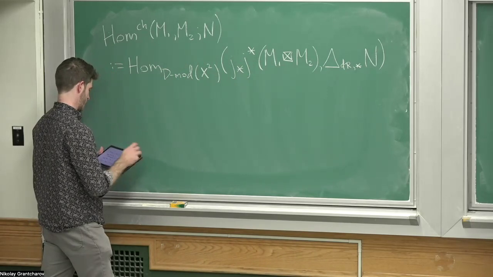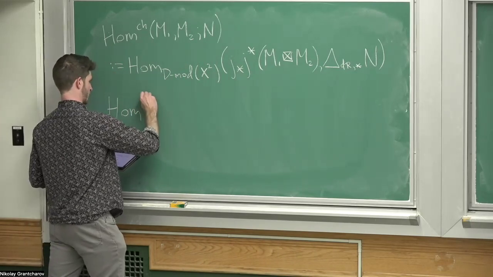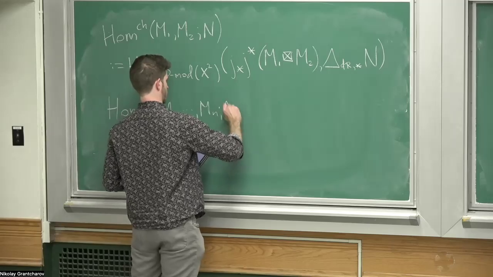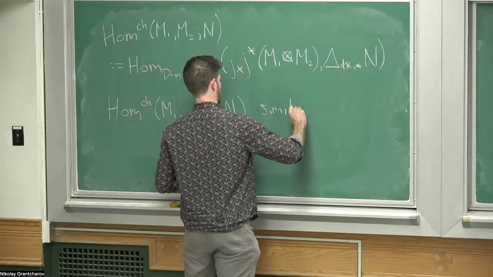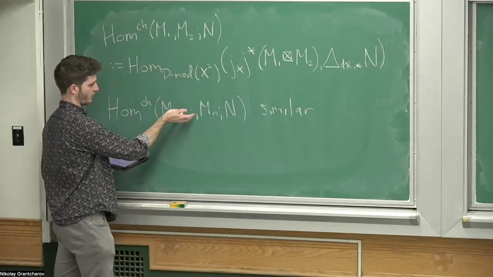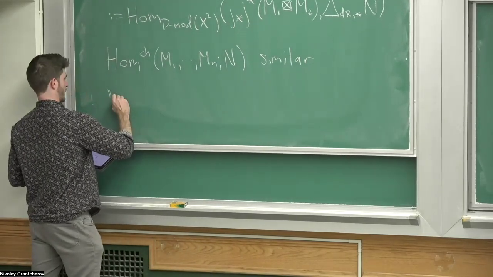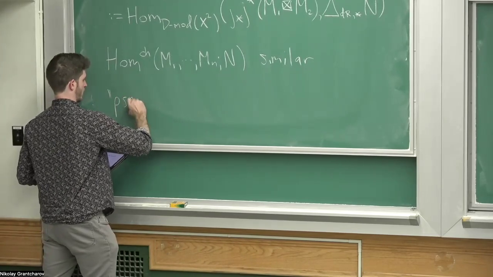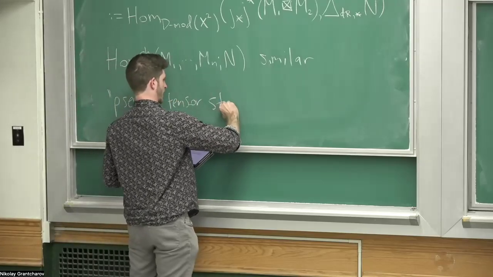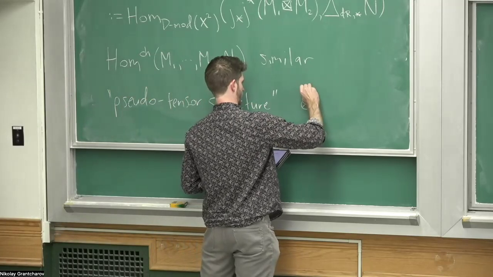And more generally, I can consider n-ary operations. It's clear how to do this. It will be a certain morphism on X to the n. This defines what's called a pseudo-tensor structure. There's some axiomatics here, but it's easy to imagine how this works.